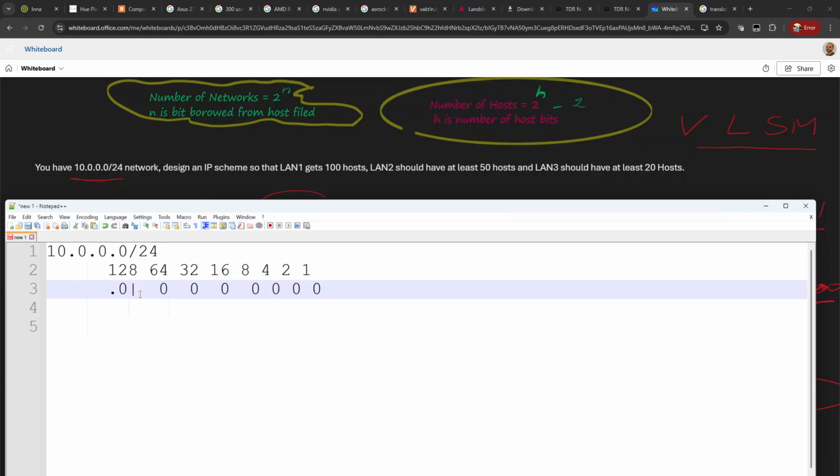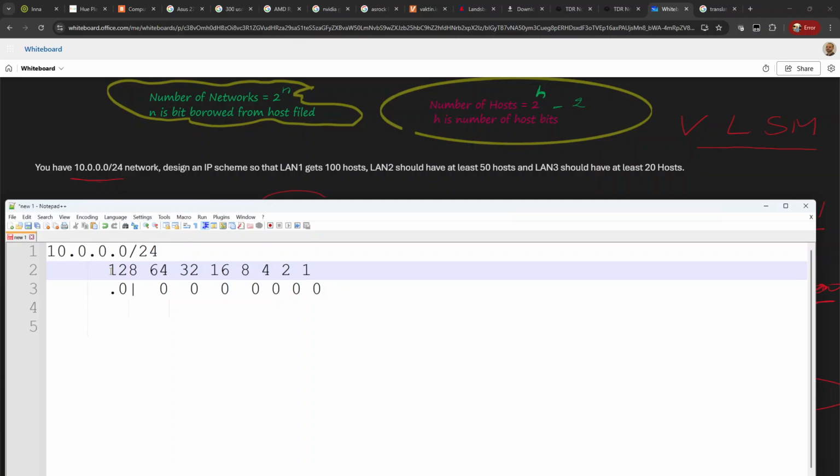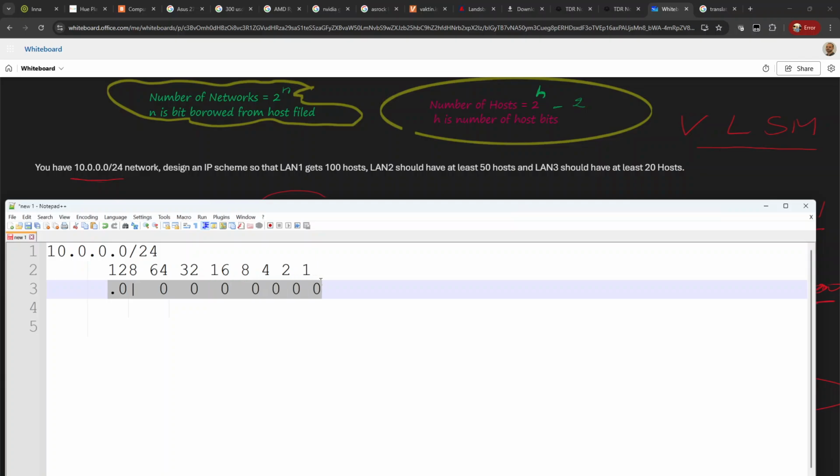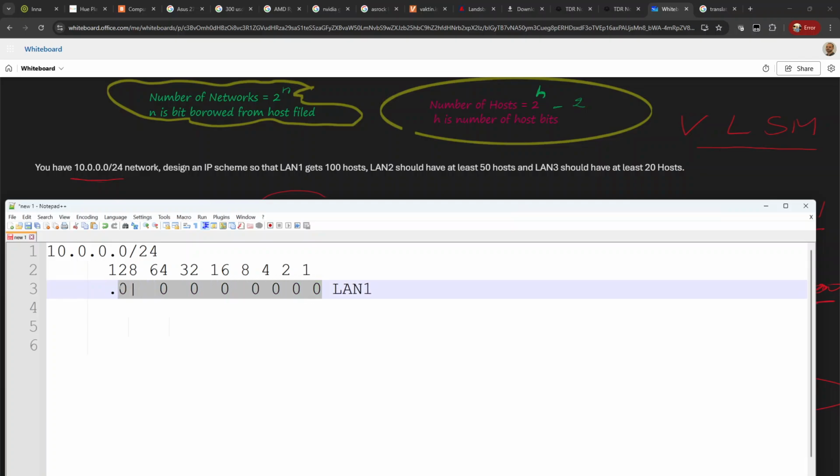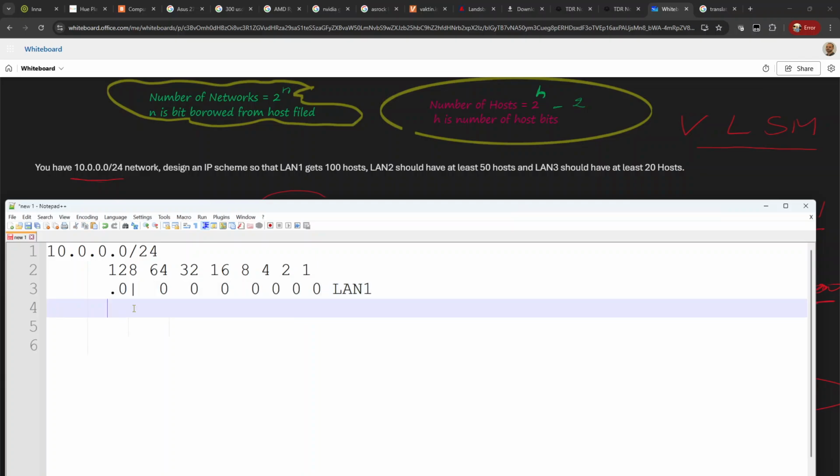And then I can use the magic number. The magic number tells us that it's 128. So 128 minus 2, because we always subtract the network and the broadcast. So the number of hosts we get is 126 hosts per network. Or if you can't use the magic number, you can copy those bits. So this tells us the first LAN, let's say 1. And then I'm going to copy the bits and paste right here.